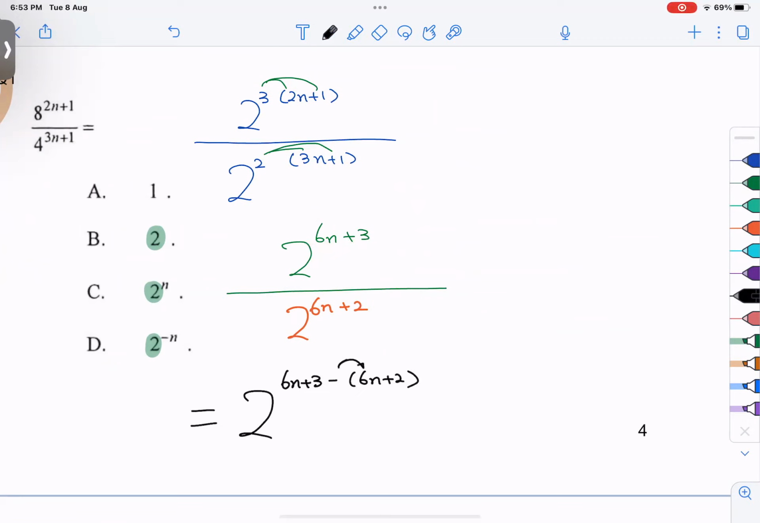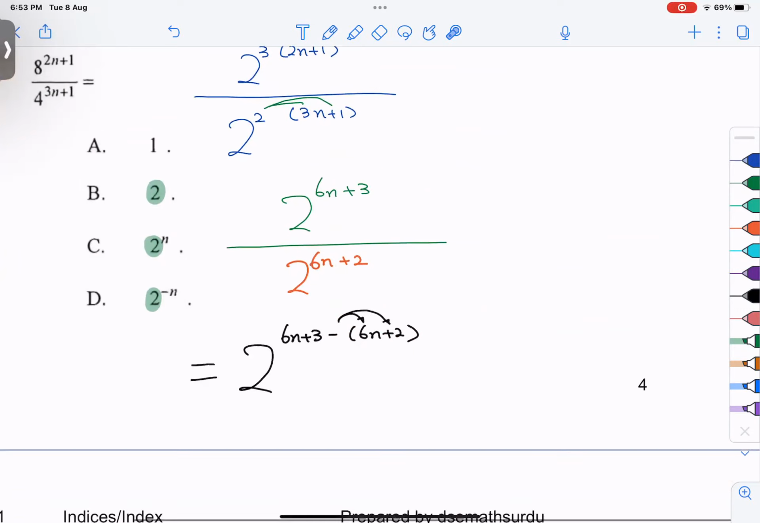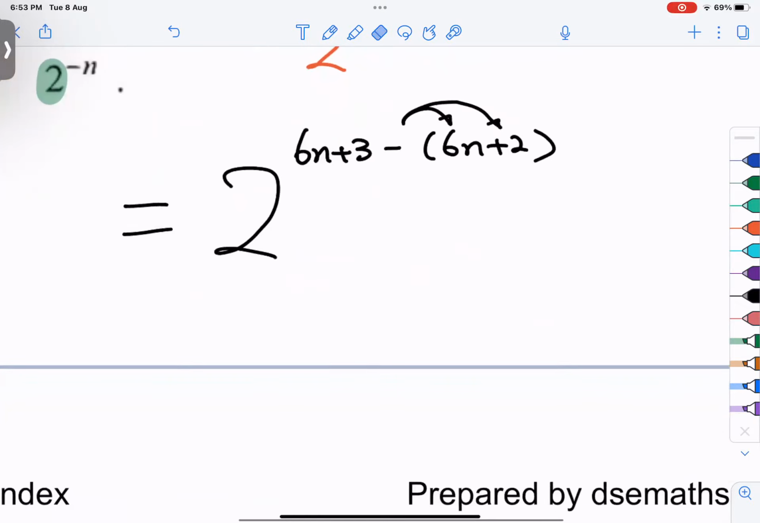Open up the bracket again. We put a bracket because it's more than one thing here. If it's just 6n, then you don't need the bracket. If it's more than one thing, there's a plus or minus inside, you put a bracket because sometimes the signs will change. So this negative goes here, it also goes here. 6n plus 3. So negative 6n here, and the negative 2 as well.